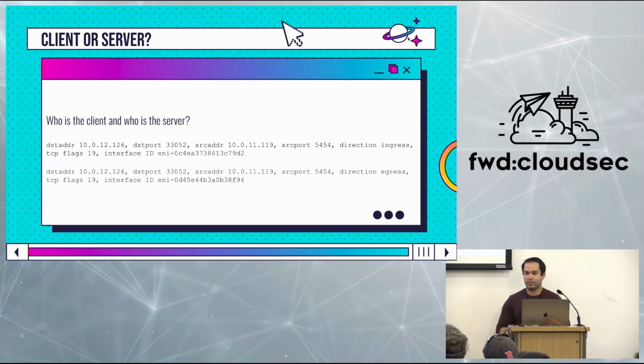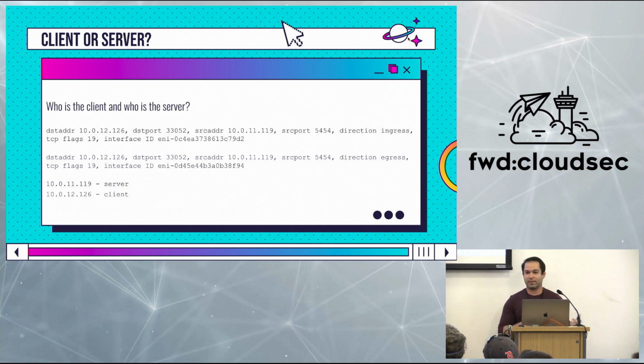What about this one? If your first conclusion, like mine was, oh, well, 126 is the server, you would be wrong. This is actually the other end of the communication. As I said, for every communication, you get sort of 2 flow logs. So for client to server internally, 4 flow logs. This is the other end of that.